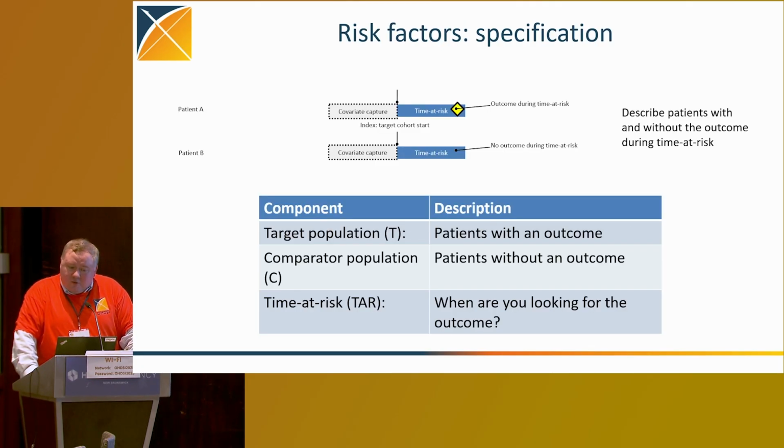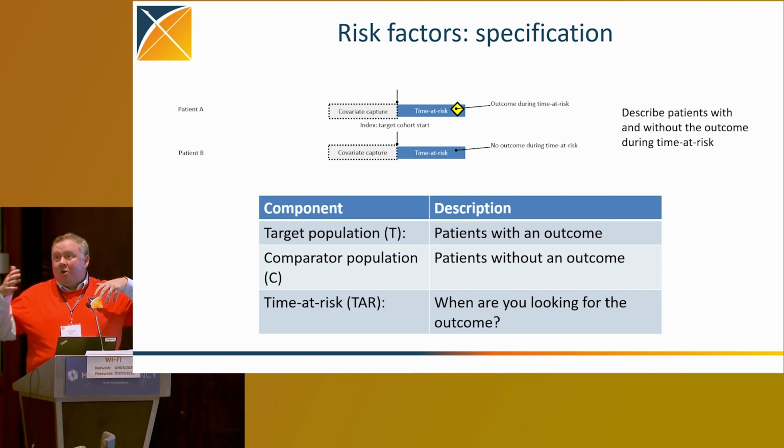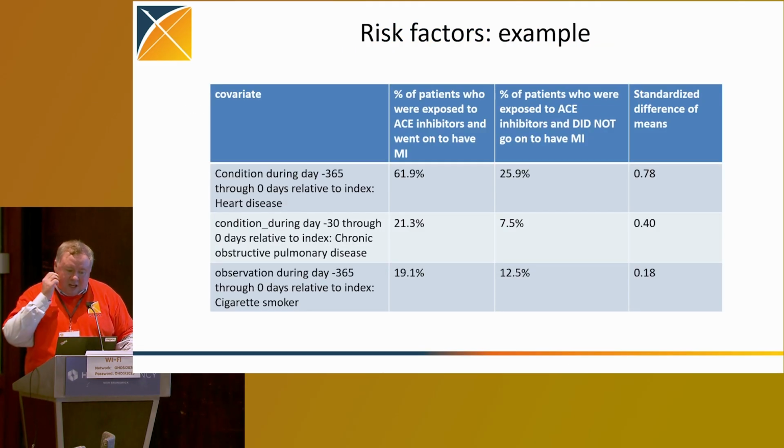But effectively, the question of a risk factor is: amongst some sort of population, you could have some sort of referent comparator population and some sort of time at risk. And you'd ask the question, amongst people who go on to have the outcome versus those who do not go on to have the outcome, what are the differences in those baseline characteristics? And lo and behold, when you do that, you actually are just explicitly learning a risk factor without doing any fancy statistical modeling. So to use this example, if we ask the question, amongst those people who were exposed to ACE inhibitors who went on to have a heart attack, as compared to people who had ACE inhibitors and did not go on to have a heart attack, what are their differences?